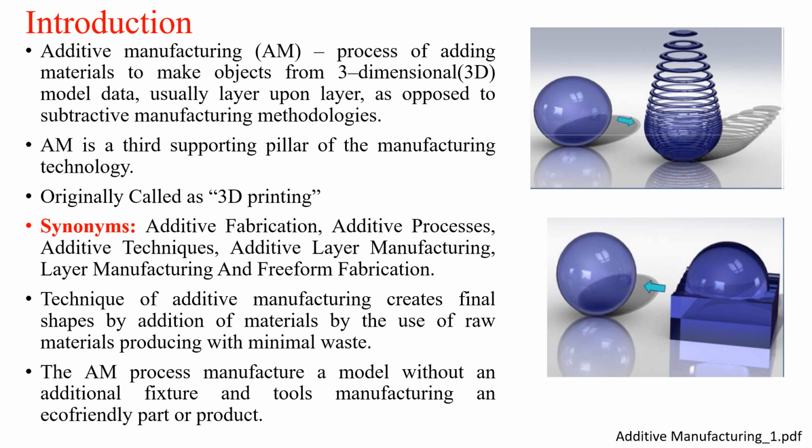So what is the difference between subtractive and additive manufacturing processes? Additive manufacturing is the addition of layers, and subtractive manufacturing is the removal of material from the raw material. Now what is formative manufacturing? Formative manufacturing means we apply some force to give a particular shape and size to the raw material.